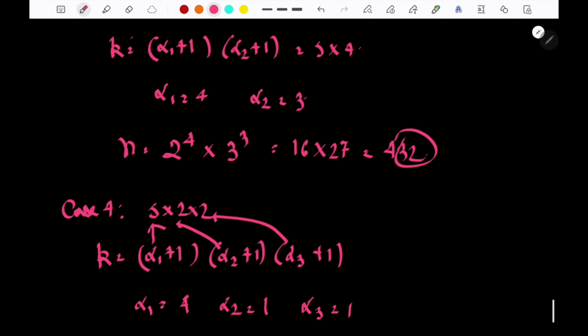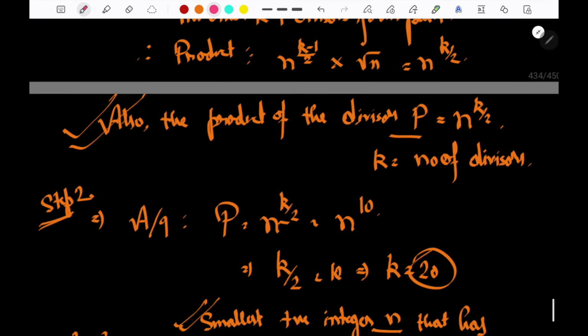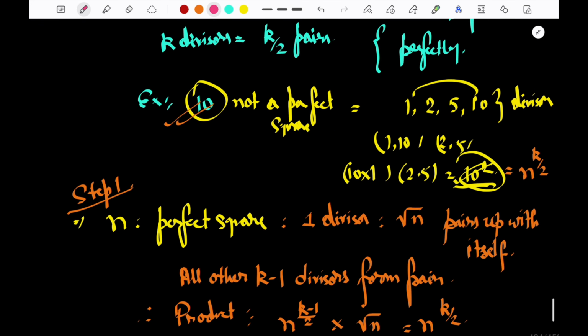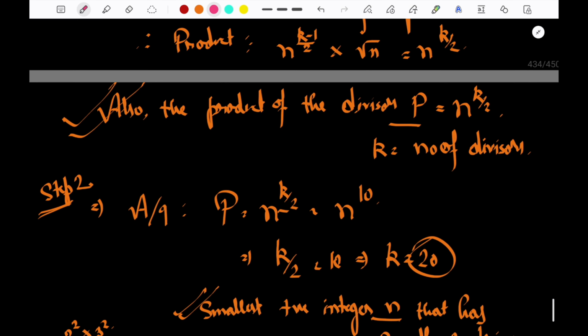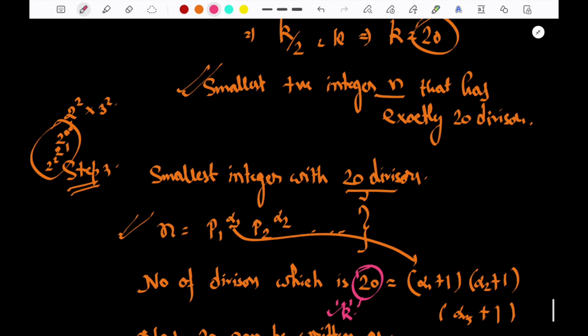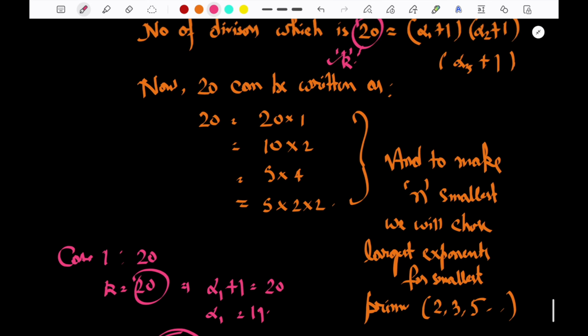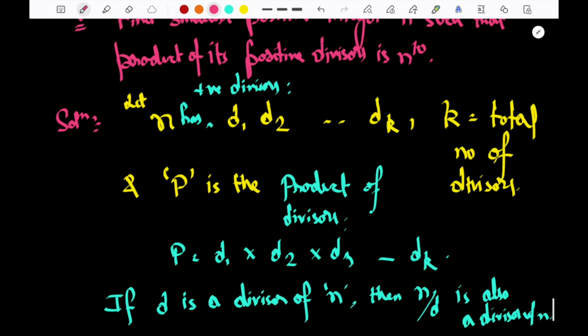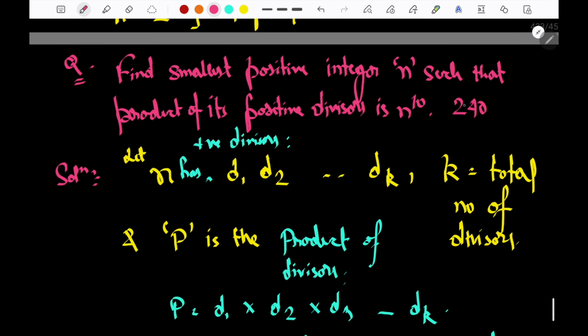Superb. What was the case? How did we do it? First, we tried to put the divisors in terms of pairs. We concluded one thing: if p is the product of divisors, p is always equal to n to the power k by 2, where k is the number of divisors and n is the actual number which is given. Then in step 2 we found what k is equal to. In the third step, we saw the smallest integer with 20 divisors, which is 240, and that is the answer. Amazing. It's a very nice question. So the answer is 240. Done.